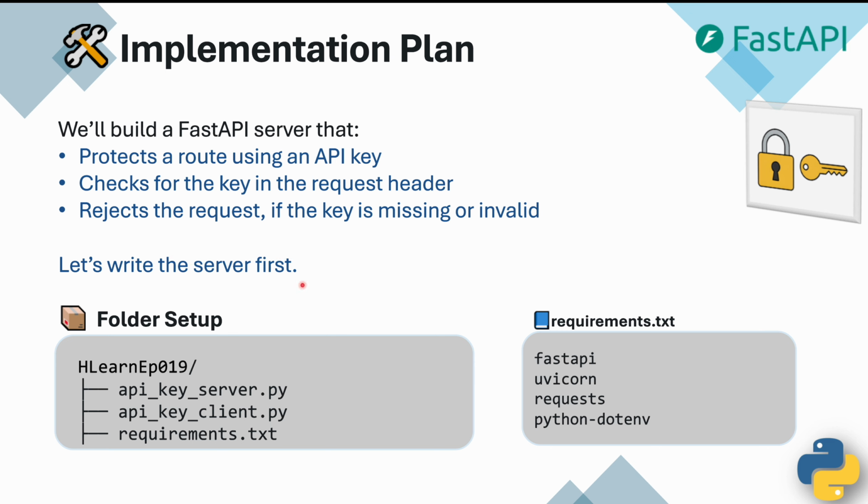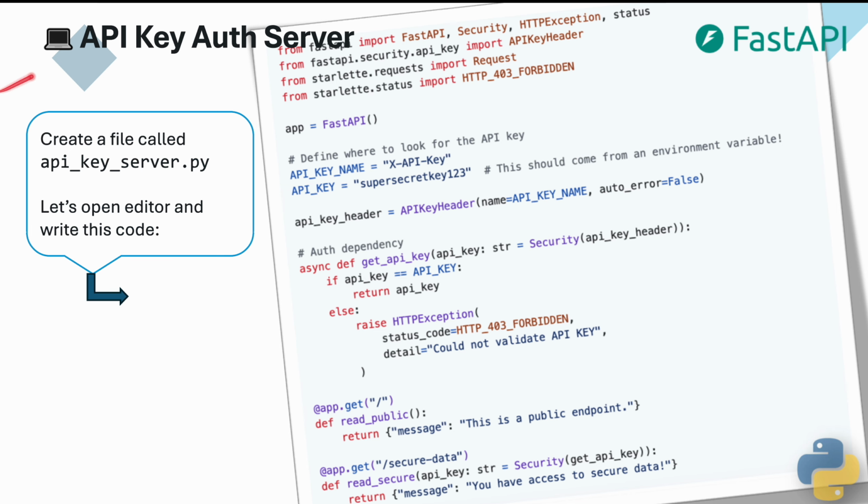Here is the folder setup. So you create your folder name and under that create two files, one for the server, one for the client, and requirements.txt, which holds the 4 libraries that are mandatory to be installed in your virtual environment. API key auth server. Create a file called API key server.py. Let's log in to the code editor and write the code.